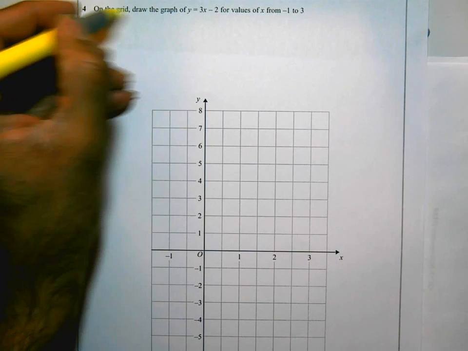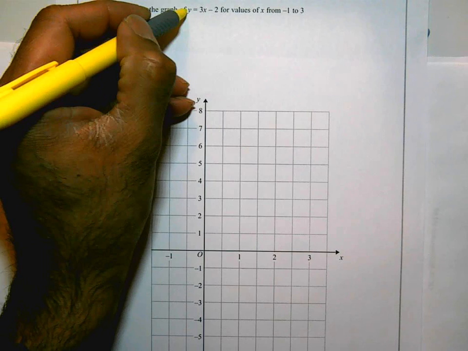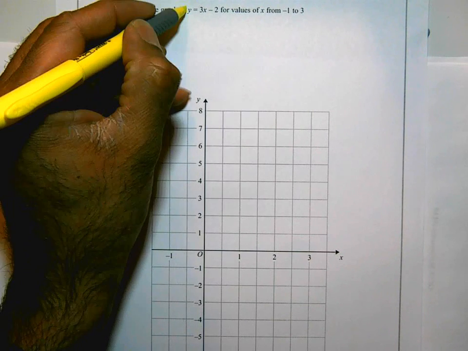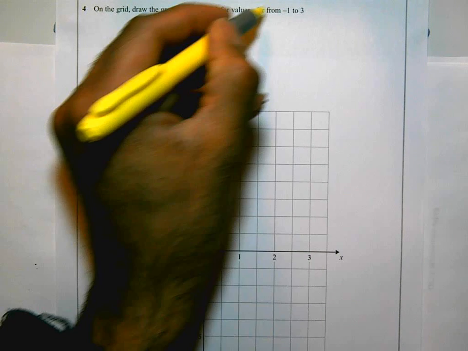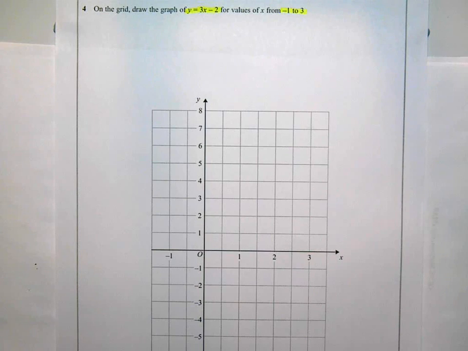On the grid, draw the graph of y is equal to 3x minus 2 for values of x from -1 to 3. Okay, so you may well need to zoom in a bit for this. I'll move the sheet around as we progress through the question, but one of the things that you need to do in this question is produce and draw a table.